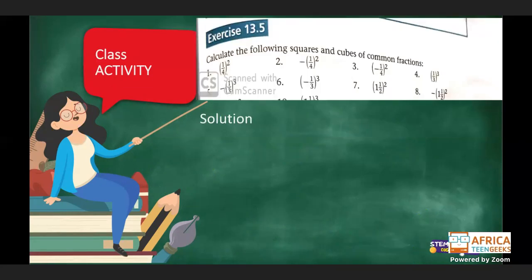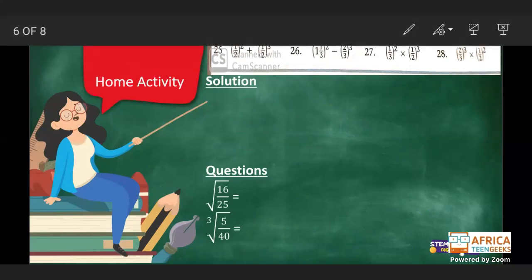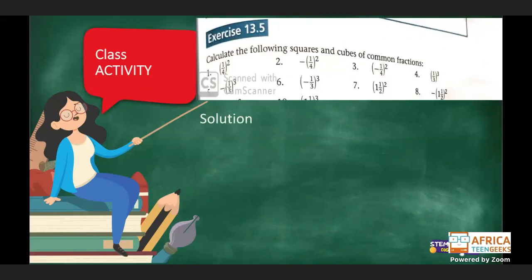So let's move on to our activity. Our class activity right here. Here are our questions. We'll start with number 1, and then we'll move on to other numbers, but we won't finish it because we also have to finish our home activity. So guys, can you please tell me the answer for number 1?